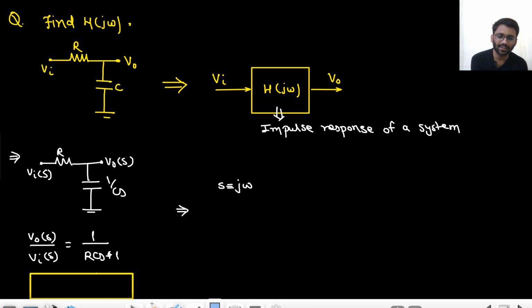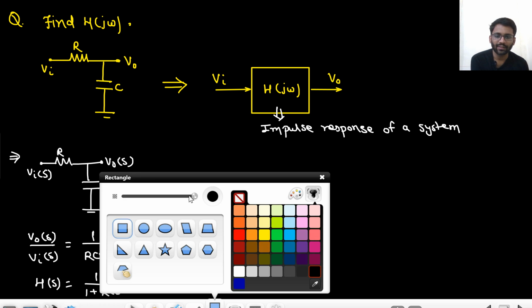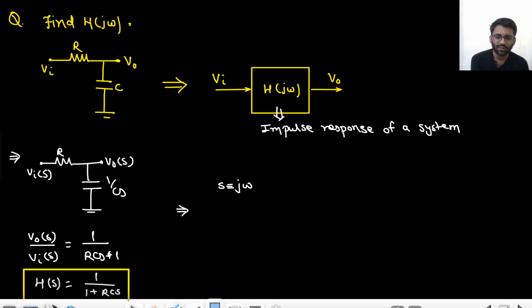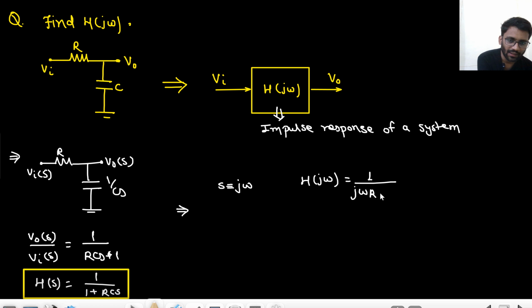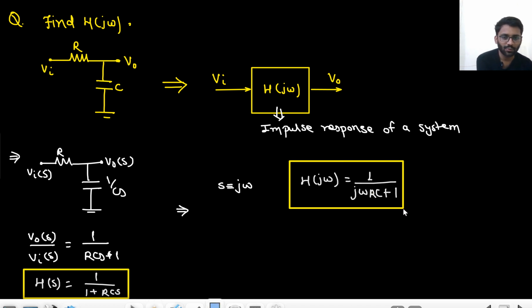Now you need to write it in terms of j omega. So what will you do? You will just replace s with j omega. So what will be your H of j omega? H of j omega would be 1 upon j omega RC plus 1. So simply, first you find the transfer function and then replace s with j omega. So this is your final answer actually, but I will tell you two more things.